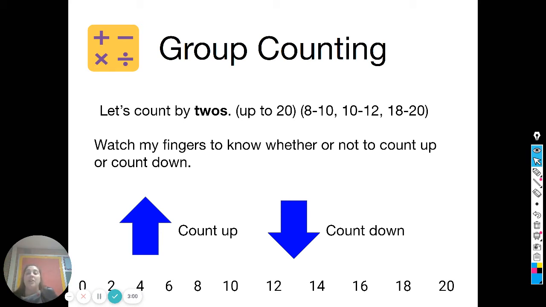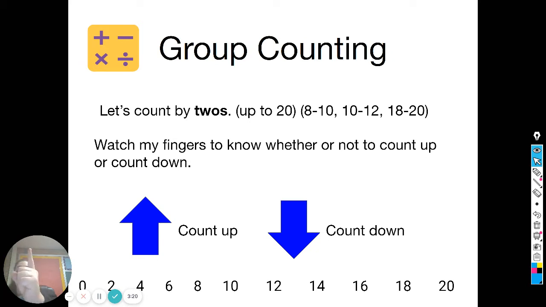Great. Okay, we're going to do it one more time. We're going to go all the way up to 20 and then come all the way back down to 0. Here we go. We're going to start at 0, so when I point up, say 2.